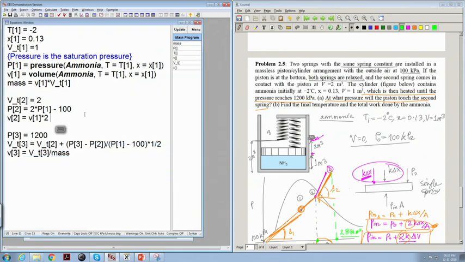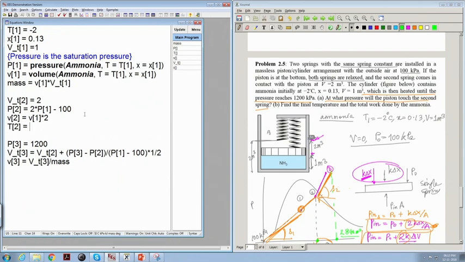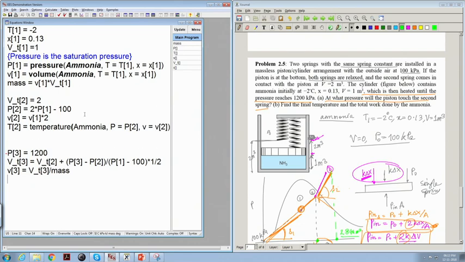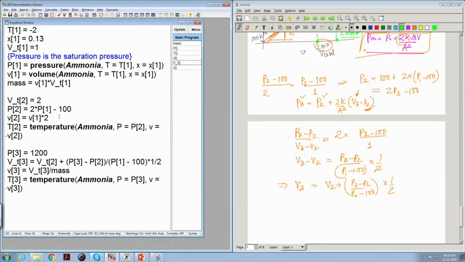Okay, temperatures. Let us find out the temperatures. T2 equal to temperature of ammonia at P equal to P2 and v equal to v2. Similarly, T3 will be the temperature of ammonia at P equal to P3, v equal to v3. As a matter of fact, let us not define v2 like this, but let us do it the classical way, which is the total volume at 2 divided by the mass. It doesn't make any difference.